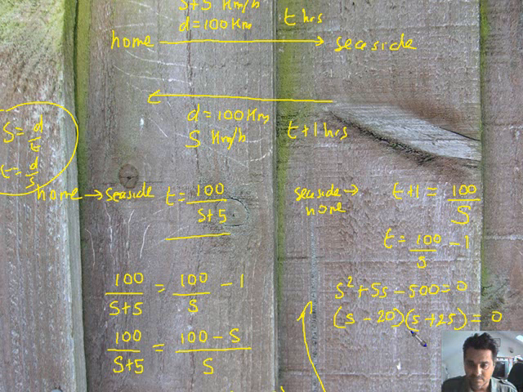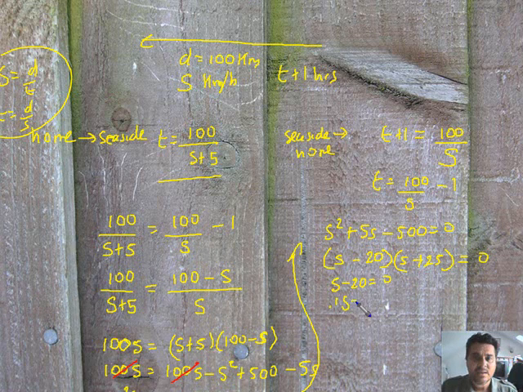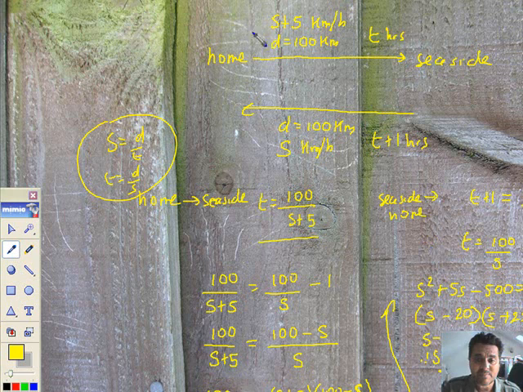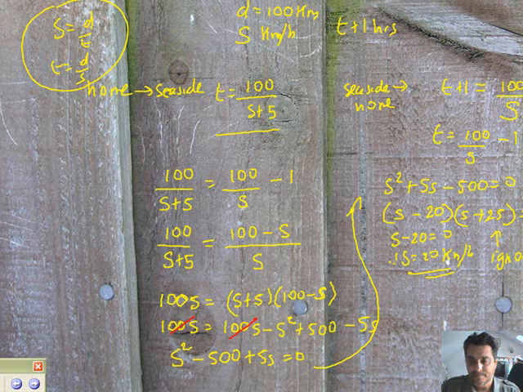Now I've got s minus 20 is 0, therefore s does equal 20, what's this, kilometers per hour, isn't it? Now I want to ignore this one because I've got s will be minus 25 kilometers per hour, so I'm going to ignore this one. Write the word ignore right here. So therefore the speed on the way back is s, which is 20 kilometers per hour, and the speed on the way there is s plus 5. Therefore s plus 5 is going to be 20 plus 5, which equals 25 kilometers per hour.